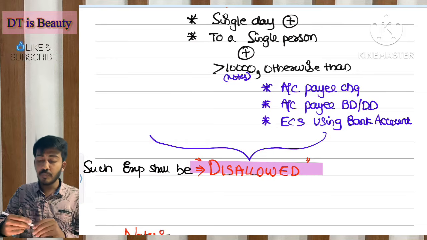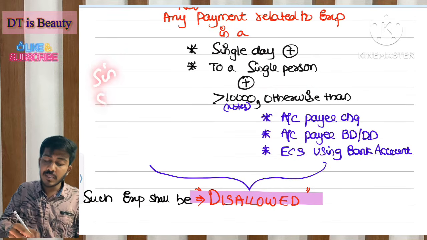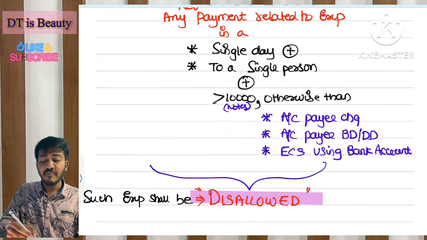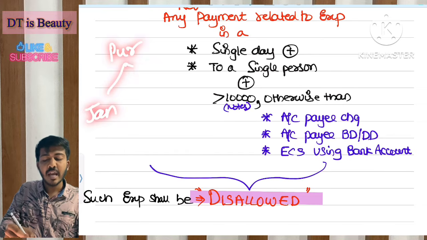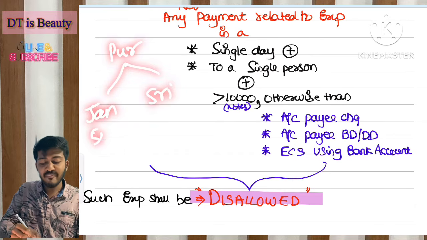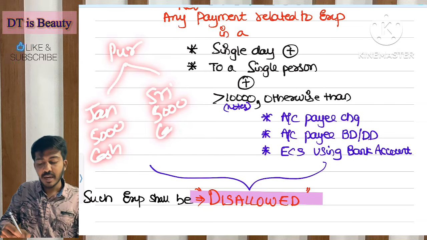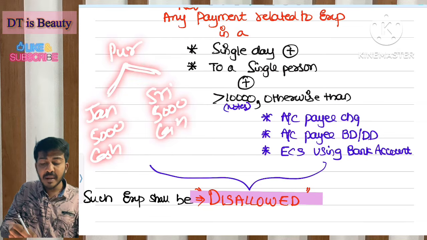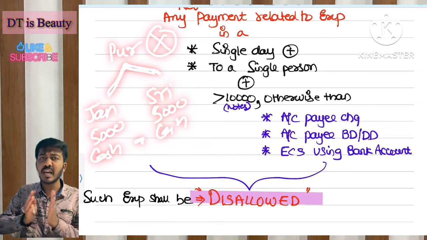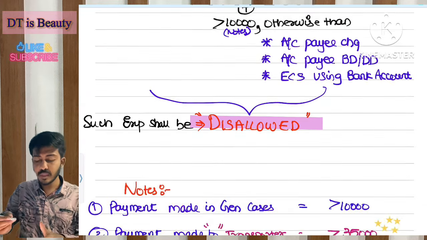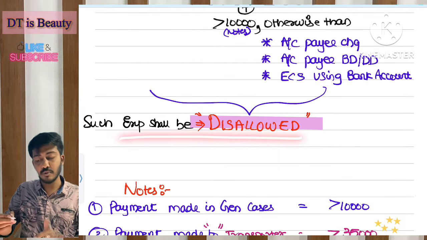Simple. So in a single day to a single person is the only problem. Sukumar is making purchases from Janaki and from Sriram. I have made a 5,000 cash payment and I have made a 5,000 cash payment. In a single day I made more than 10,000 in cash, but not to a single person, it is to different people. Therefore no disallowance, everything is correct. Simple. Okay, then such expense should be disallowed.